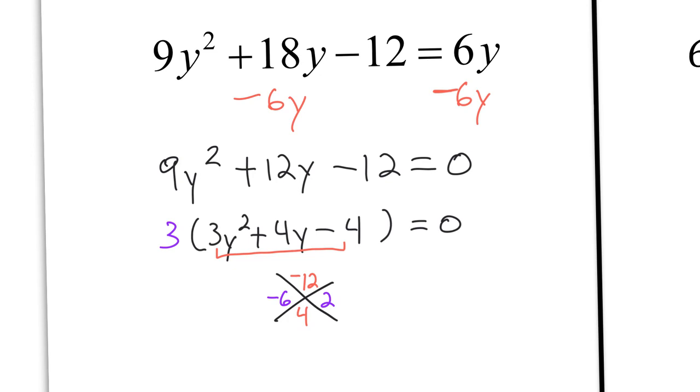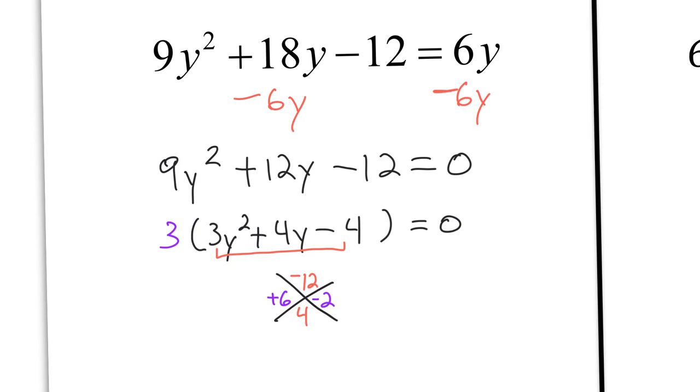Oh, wait a minute. But that's not going to give me positive 4. Negative 6 plus 2 is negative 4. So you know what? Let's just change the signs. I'll make the 6 positive and the 2 negative. Positive 6 times negative 2, that's negative 12. And positive 6 plus negative 2 is positive 4, sorry. It is 4, not 12.